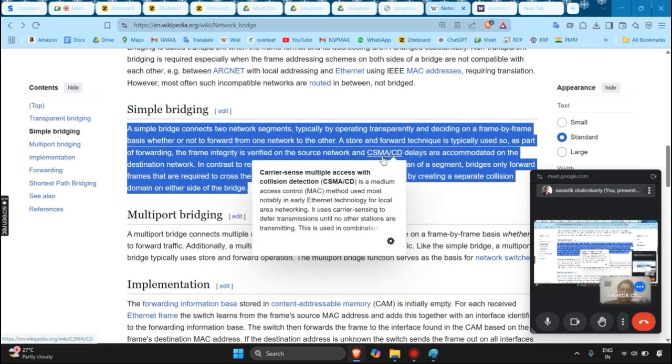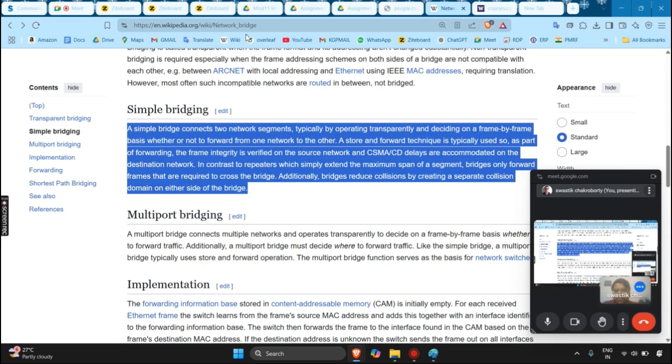We have discussed CSMA/CD at length in the previous two classes. In contrast, repeaters simply extend the maximum span of a segment. Bridges only forward frames that are required to cross the bridge. Additionally, bridges reduce collisions by creating a separate collision domain.